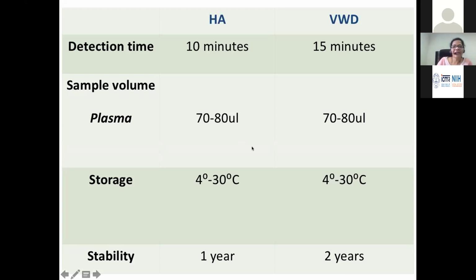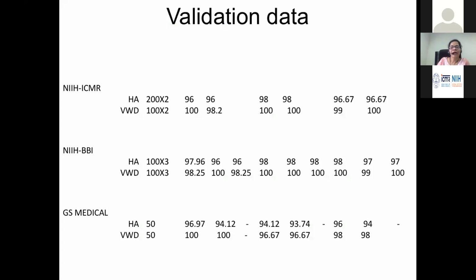Okay. Now, for HA, it is 10 minutes and for VWD, it is 15 minutes observation time. The sample volume is, this is how it has been standardized. So even a pediatric sample, you can just load the sample, and the storage is 4 to 30 degrees. And stability for hemophilia, we have checked for 1 year, and for von Willebrand disease, we have checked for 2 years. I will not get into the statistics of validation data.